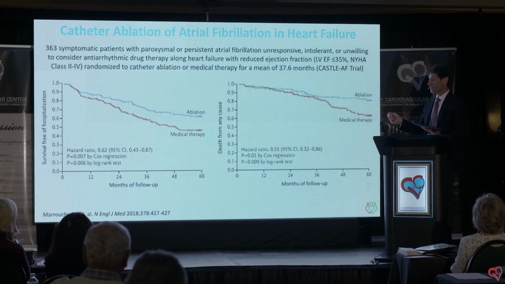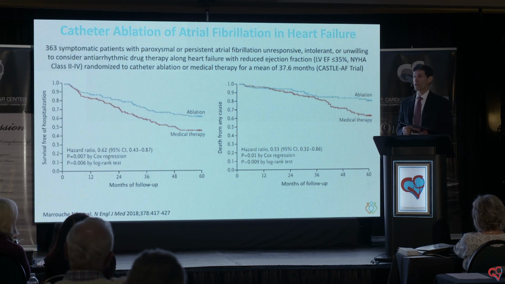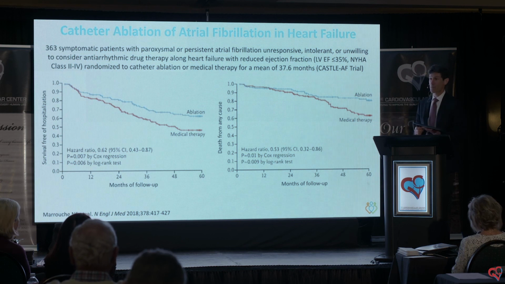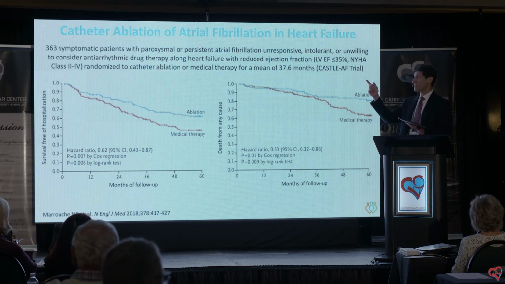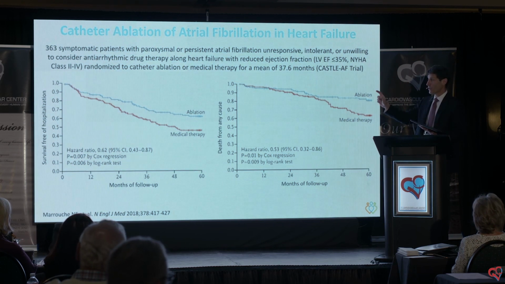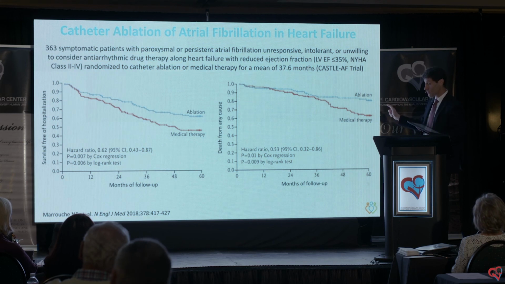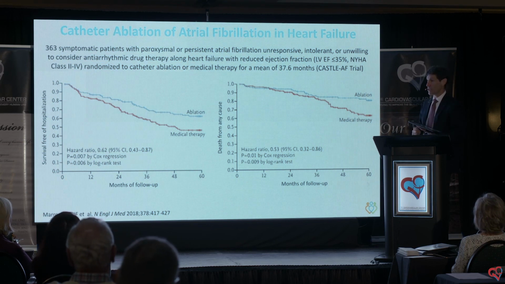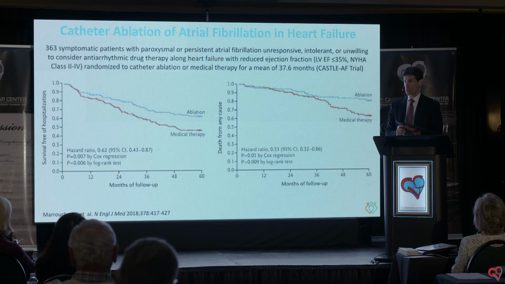But this trial stands out for me, and it builds off things that Rich was just sharing. This was published in 2018, much smaller trial, 363 people. This is the CASTLE-AF trial. And this took people with paroxysmal or persistent AFib, unresponsive, intolerant, or unwilling to consider antiarrhythmic drug therapy, and they had heart failure with reduced ejection fraction, EF less than or equal to 35%, and class 2 or greater symptoms, randomized to catheter ablation or medical therapy for over 3 years. You can see on the left-hand side, survival free of hospitalization from ablation in blue compared to medical therapy in red. And this is all-cause mortality on the right-hand side, associated with a nearly 50% reduction in all-cause mortality by ablating people with heart failure with reduced ejection fraction.